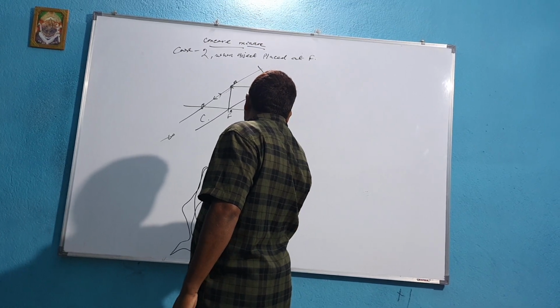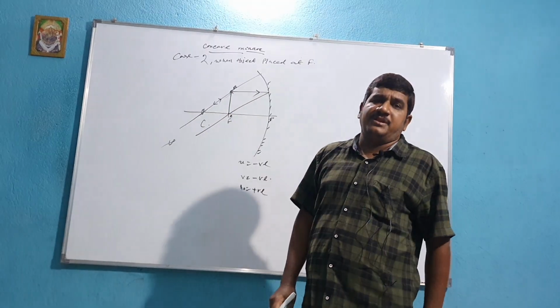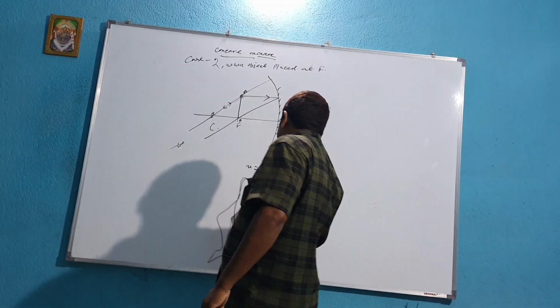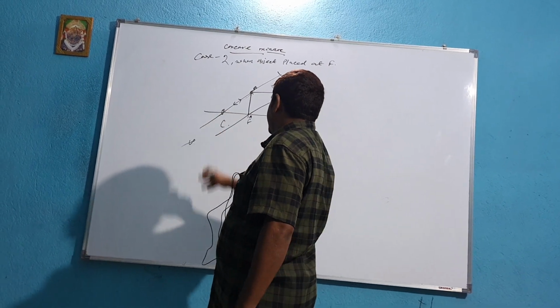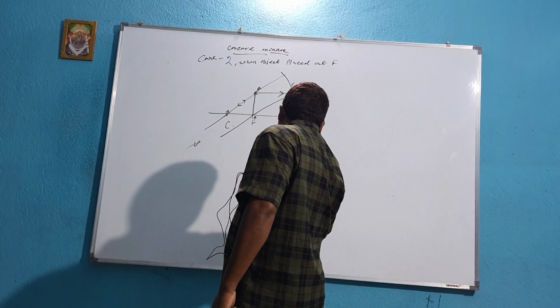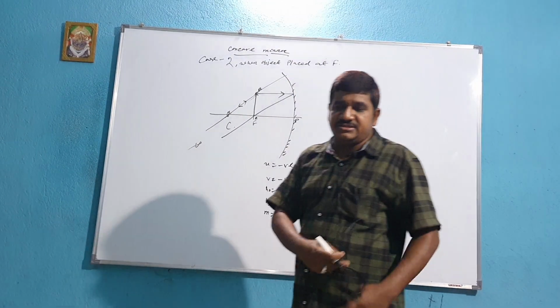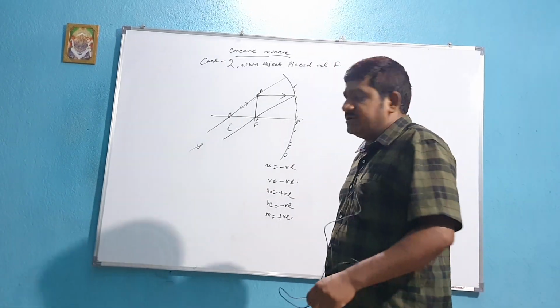Height of the object positive because it is present above the principal axis. Height of the image negative because it is present below the principal axis. Magnification highly enlarged. According to magnification, it is highly enlarged.